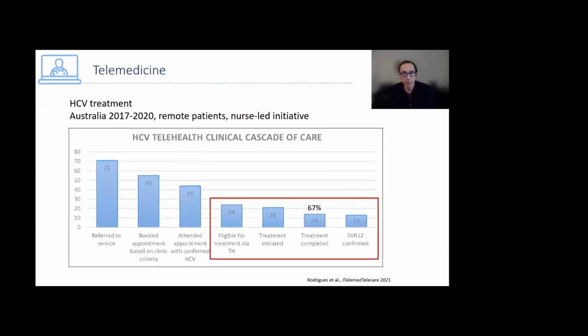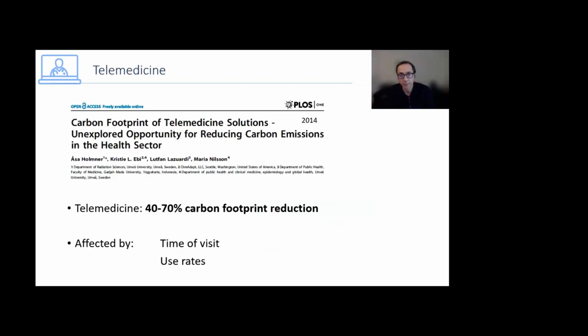Here's another example of successful telemedicine. This nurse-led study from Australia looked at treatment of hepatitis C patients who lived remotely, and they could engage 67% of all eligible patients to complete hepatitis C treatment, with most of them having a complete response. Again, the study is small, but it suggests that in selective patients, virtual medicine works.